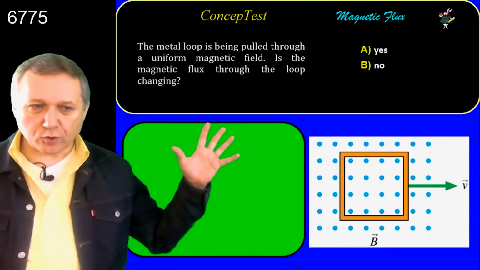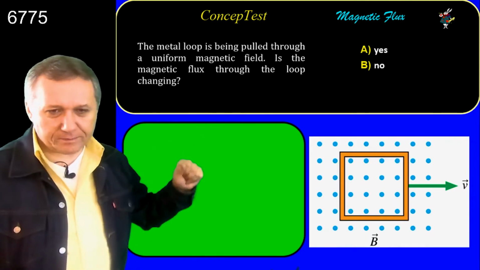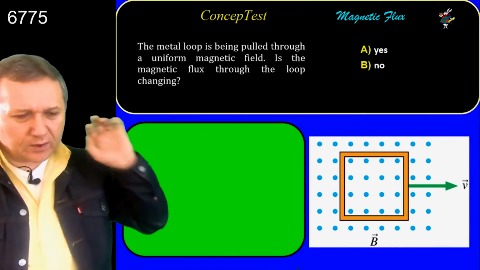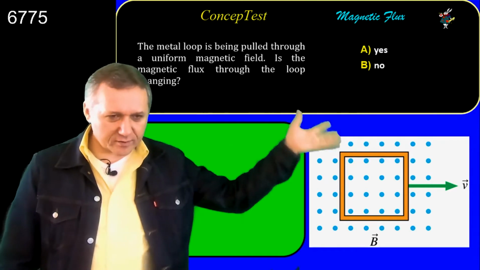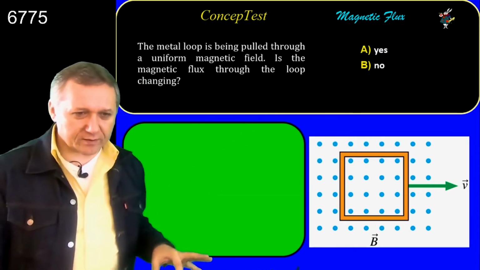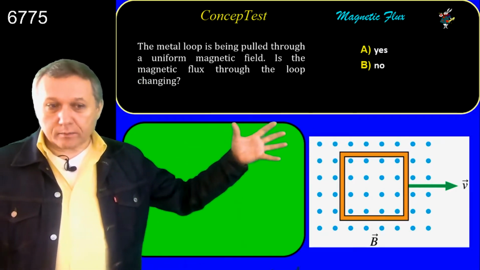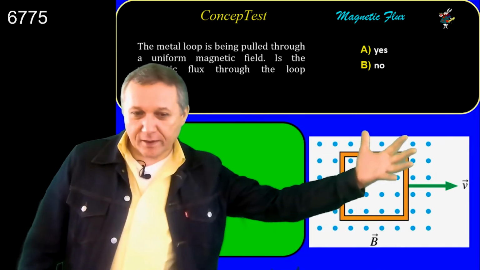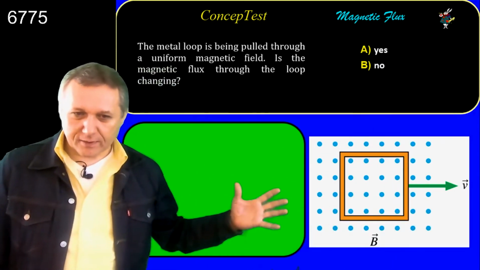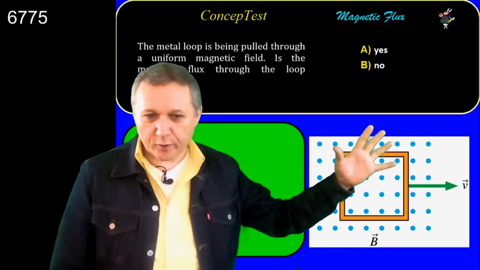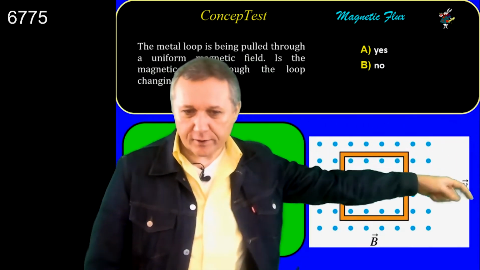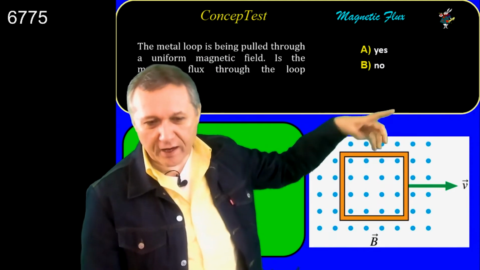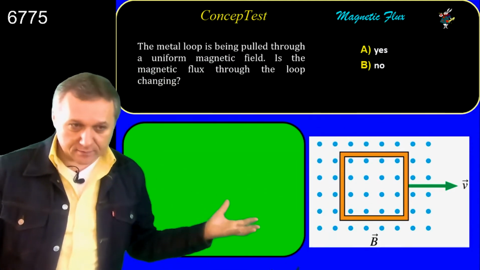I decided not to poll this. It's reasonably easy. Usually students answer these questions almost 100% correctly, but we need to discuss it. So let's assume that we have a uniform magnetic field. You see a bunch of dots. Of course, this uniform magnetic field goes all the way to infinity, so there is no edge, there is no line where the magnetic field ends.